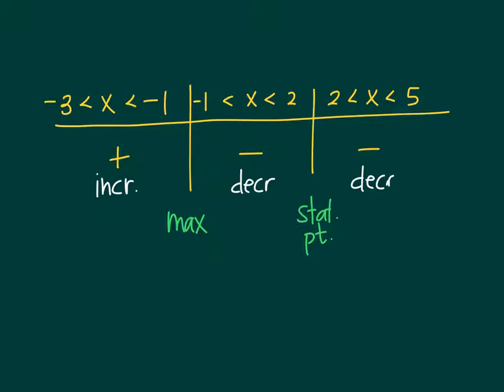And if you had to defend it, you should be able to write a sentence. The maximum would be, we're having a max because the slope is changing from increasing to decreasing. And then the other one, we are having a stationary point because the function is decreasing and continuing to decrease. There's no change in the direction of the graph.